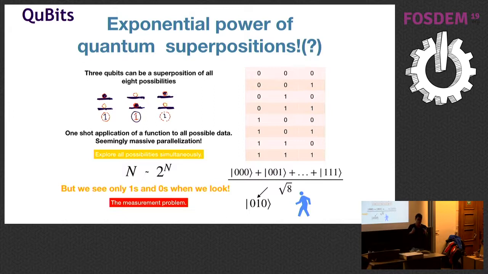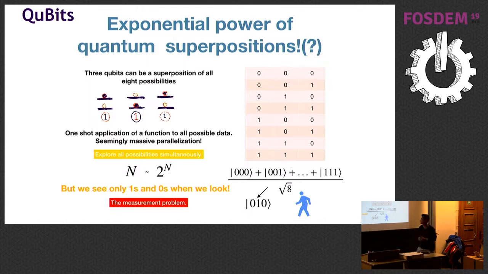Now if you think about it as a computer scientist, as an engineer, you suddenly see a massive parallelization. If you take three quantum systems, which can be 0 and 1 both at the same time, you have 8 possibilities. And if you go with this picture of superposition, you will suddenly think, oh, I have access to all of these 8 possibilities simultaneously. So if I apply a function on these three objects, that function will apply on all of these 8 possibilities simultaneously. And I have a natural massive parallelization.